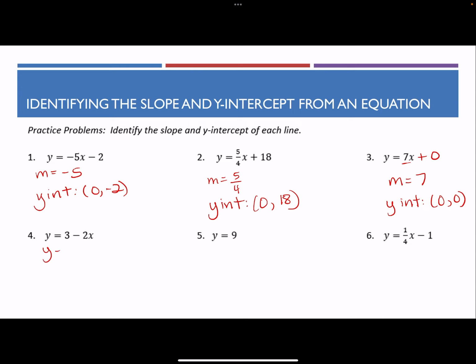Number 4, I can just reverse these, right? Reverse the order of my terms. And then I can get my slope and my y-intercept.